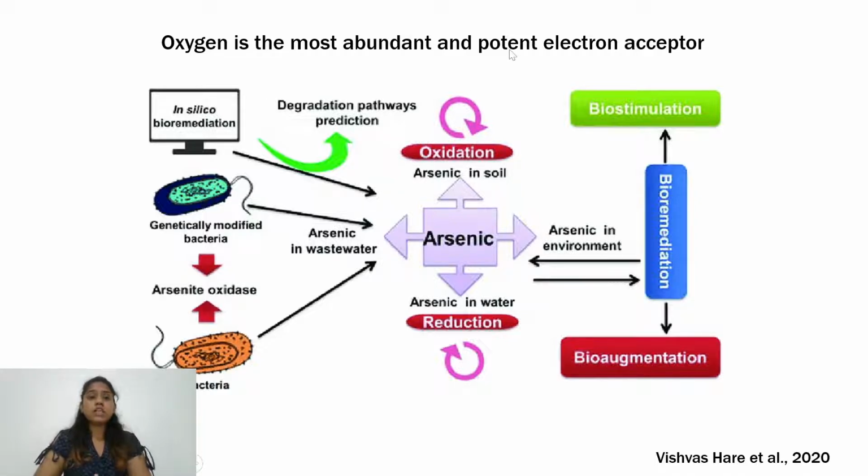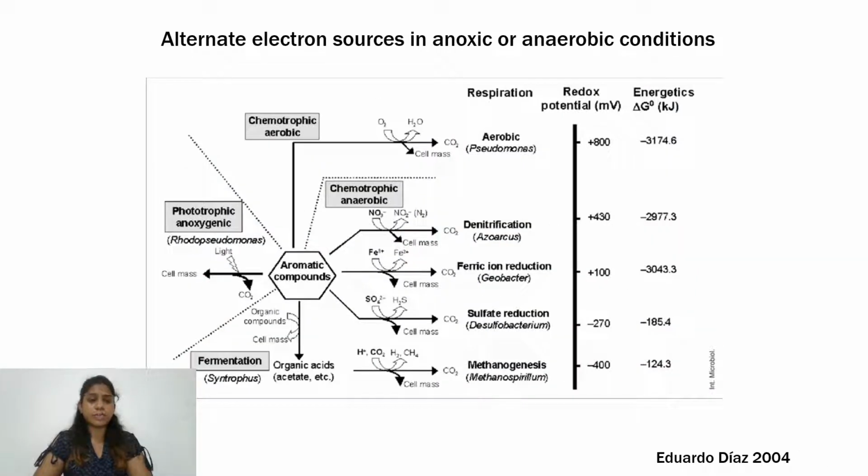So here also for arsenic, oxygen is used, and that is the most potent electron acceptor, because in most of the reactions it's an oxidation reaction, because oxygen is very hungry for electrons, so it will readily take electrons, and it will be able to form other oxidized products. So that is why most of the biodegradation reaction also happens in the presence of oxygen under aerobic conditions.